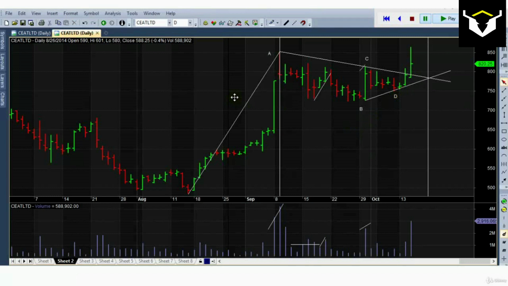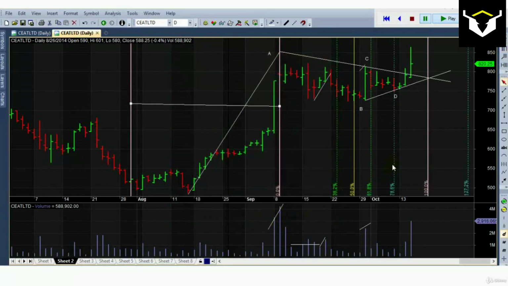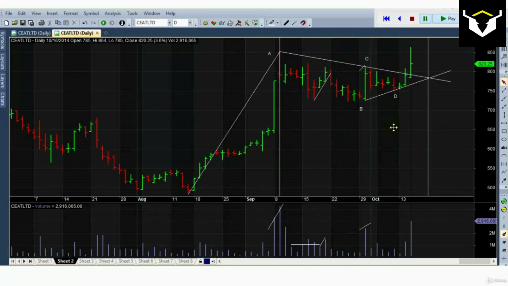Alright, now let's see at what point this breakout occurred. I will add a timeline here, add 78.6 to it, and you can see prices broke just beyond 78.6% of the width of the triangle, which means prices broke somewhere around 85 to 90% of the actual width of the triangle.